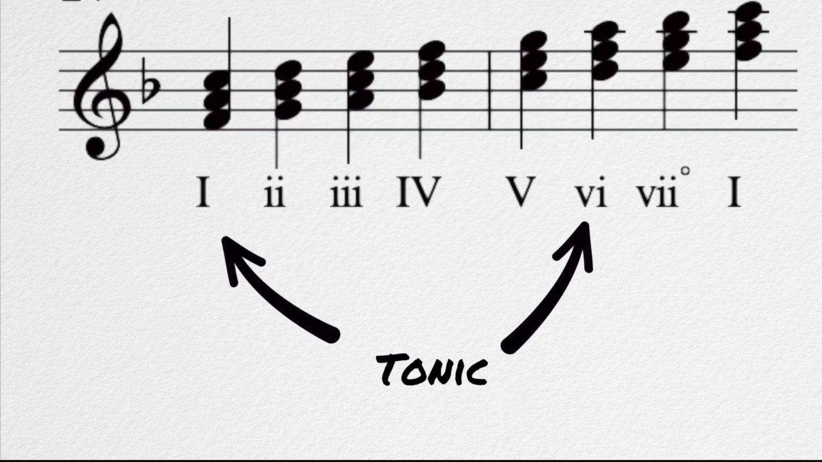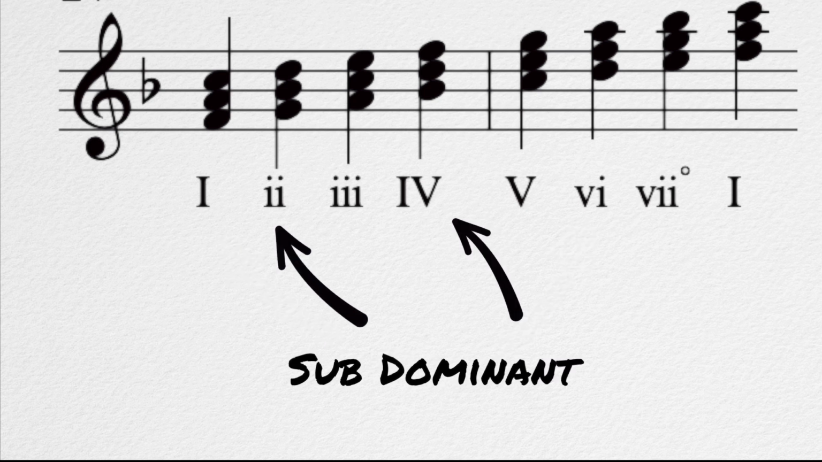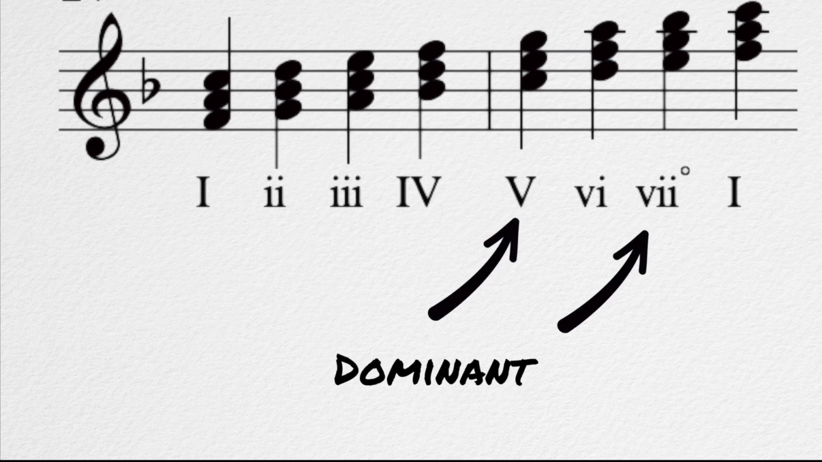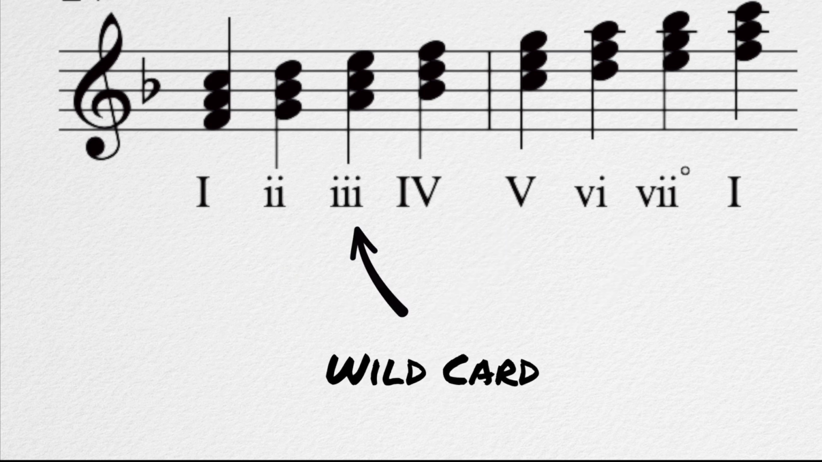The main tonic chord in major is the 1 chord, with the 6th chord serving as a secondary tonic. The subdominant chords are 2 and 4. The 5 and the 7 both serve as dominant chords. The 3 chord can be a bit of a wild card. It can serve several different functions.